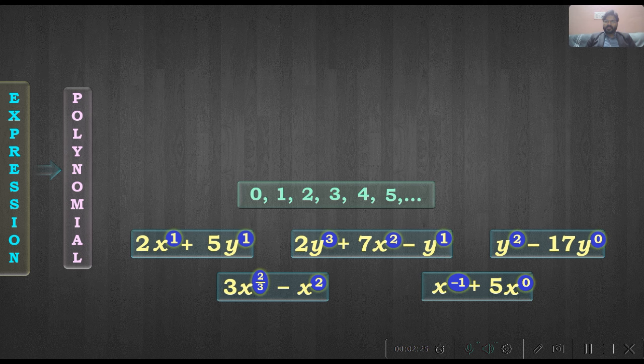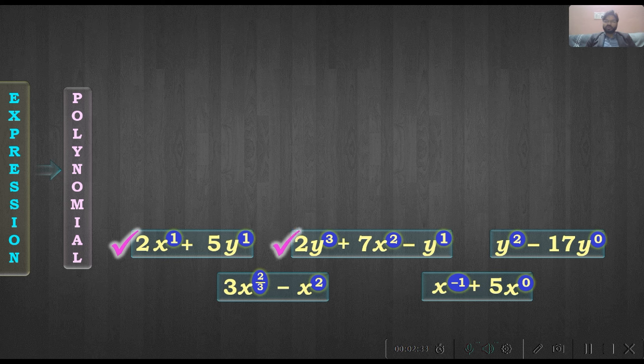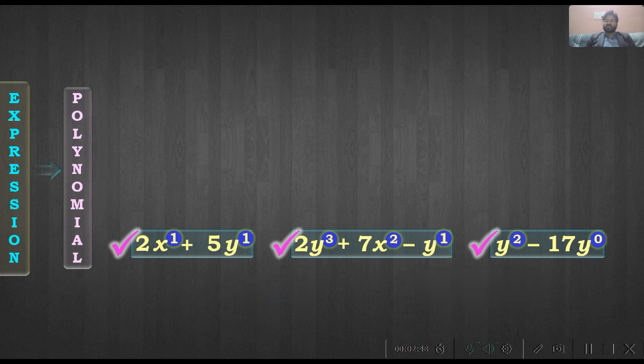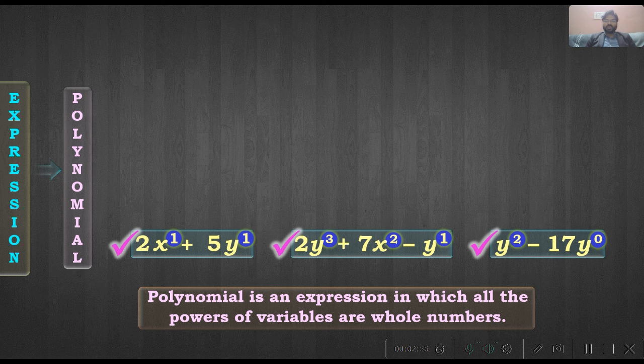powers. तो कोई भी ऐसा वेरिएबल जिसकी पावर होल नंबर हो वो पॉलिनोमियल होगा. फॉर एग्जांपल 1, 2 and 3. These are the polynomial. Whereas 3x to the power 2 by 3 minus x square or x to the power minus 1 plus x to the power 0 is not a polynomial. क्योंकि पॉलिनोमियल होने के लिए हमारे पास वेरिएबल की पावर होल नंबर होनी चाहिए. Polynomial is an expression in which all the powers of variables are whole numbers.